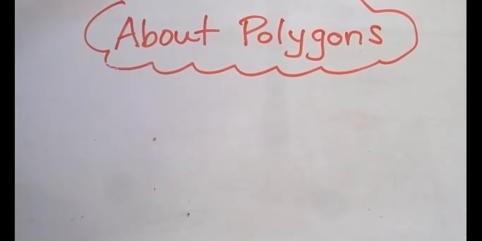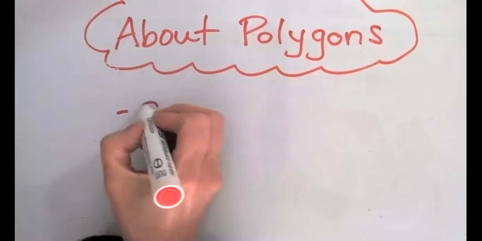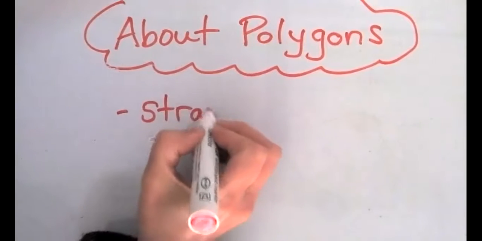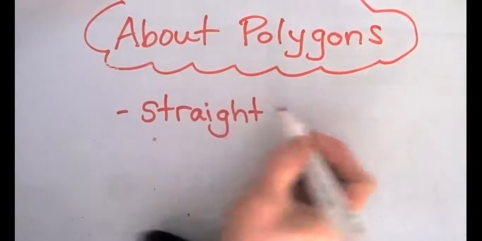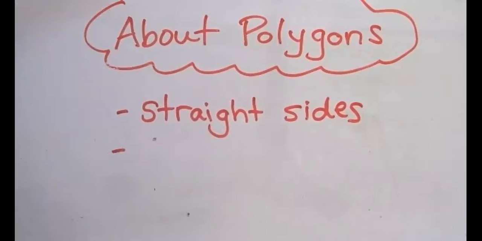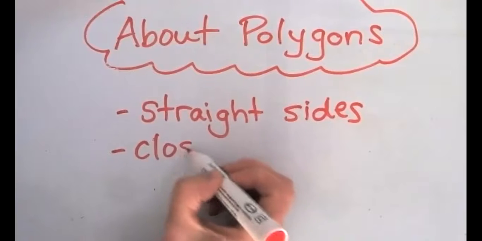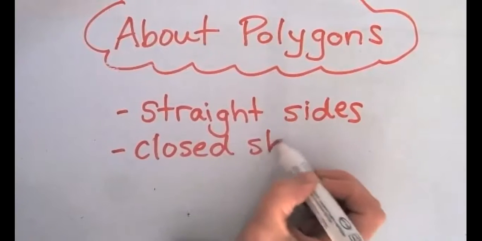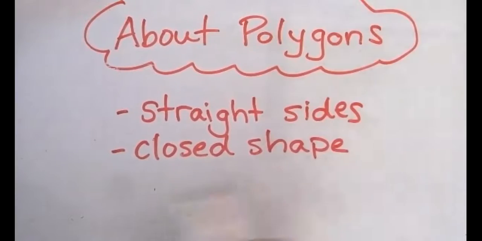Can you remember what makes something a polygon? Well, first thing is it has to have straight sides. All the sides are straight, and it has to be a closed shape. That's basically the only two requirements. Must have straight sides and be a closed shape. It can't just be a line that's almost something.